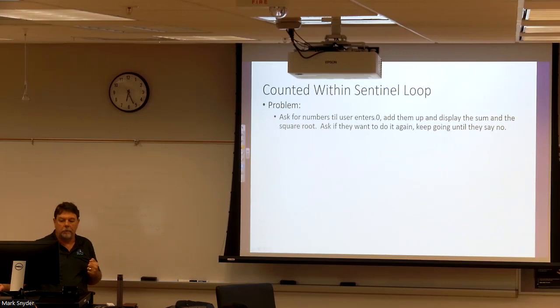So here's our problem. I want to ask for numbers from the user until they enter 0. As long as they haven't entered 0, whatever numbers they entered up to that point, I'm going to continue adding up into a sum. And whenever they enter 0, I'm going to display the sum and the square root of the sum.